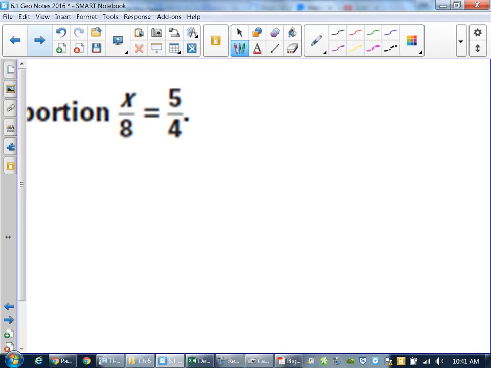Yes, this is fraction equal fraction. All you do is cross multiply. That's what I got. Oh my god. It's crazy. Now, there's a couple of ways you can do this.